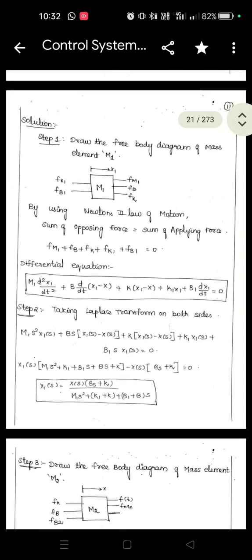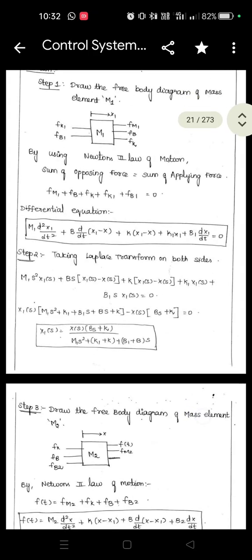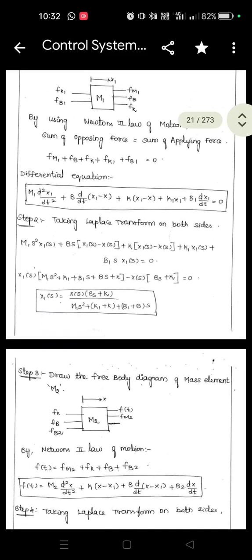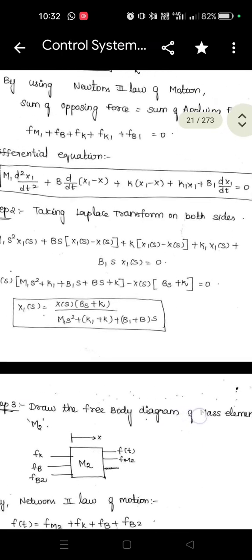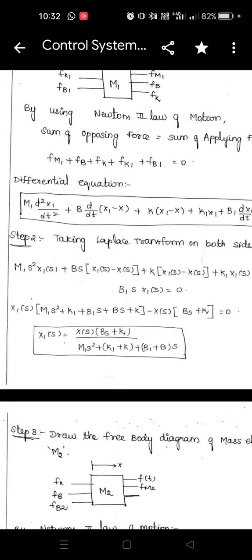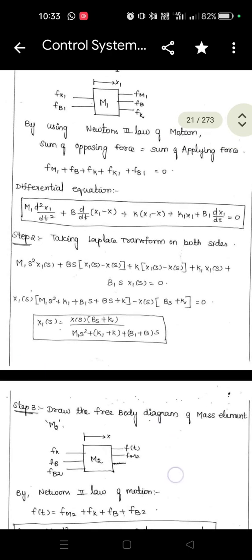Next I am going to take the Laplace transform on both sides. So here d square divided by dt square can be replaced with s square and x1 can be written as x1 of s, right? Similarly I am writing this whole equation. So at the next step I'm taking x1 of s as a common term, and then x of s as a common term. Finally I can get this equation. So I'm taking x1 of s on the left side and converting the remaining terms to my right side. Finally I got the x1 of s value.